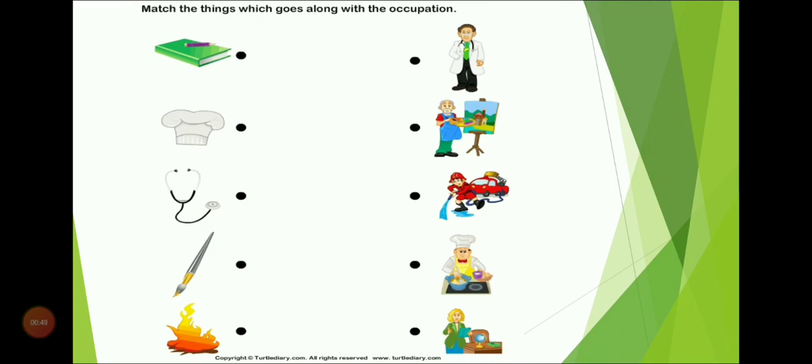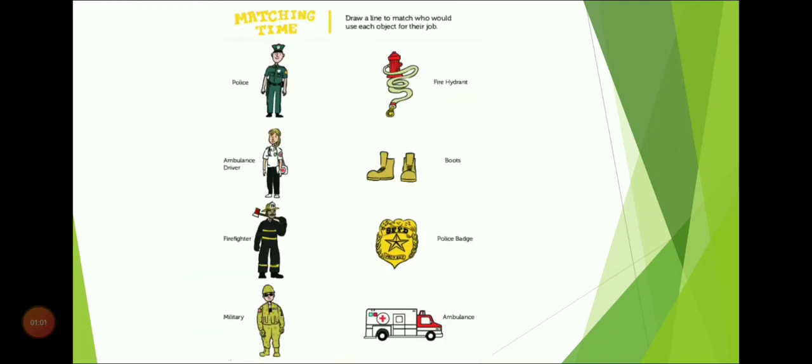Now match the things which go along with the occupation. Draw a line to match who would use each object for their job. A policeman uses a police badge. An ambulance driver uses an ambulance. A firefighter uses a fire hydrant. A military man wears boots.